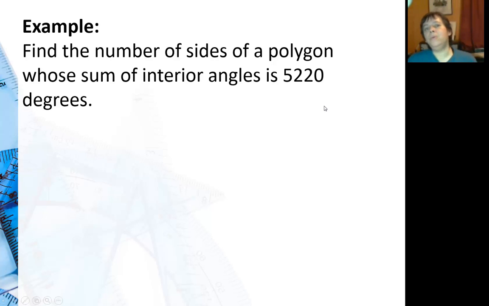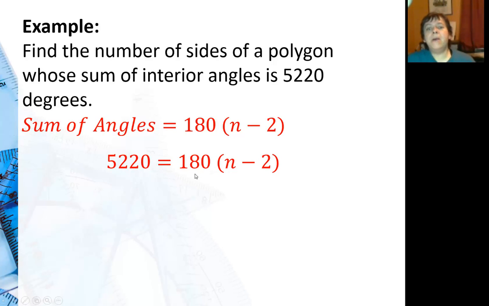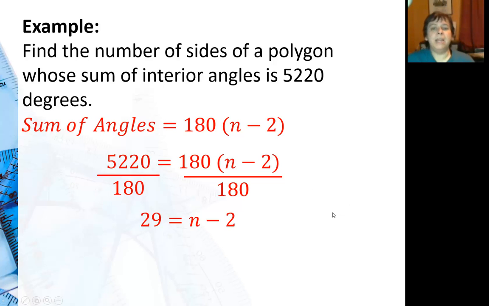Now we're going to do a twist on it. I'm going to give you the total number of degrees, and we're going to figure out the number of sides. You still use the same formula, but the left side is even more important now because I need a place to put this 5,220 degrees. So it goes on the left. Now I can divide both sides by 180 to make these numbers a little more manageable, and I get 29 equals n minus 2. Add 2 to both sides, and I get 31. That means this polygon has 31 sides, or it's a 31-gon.